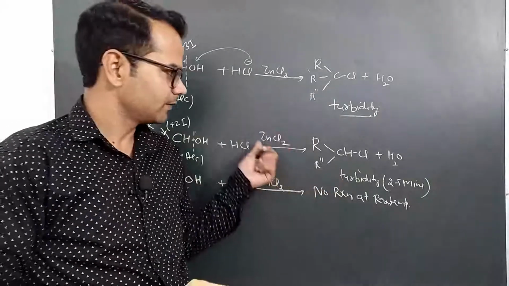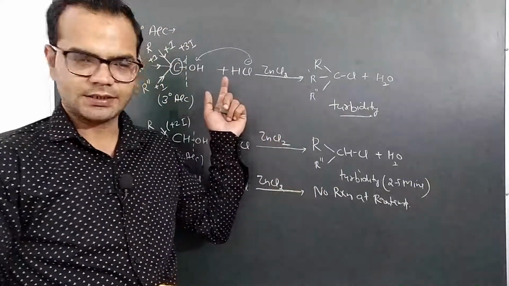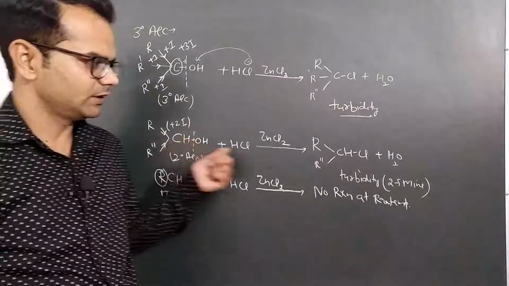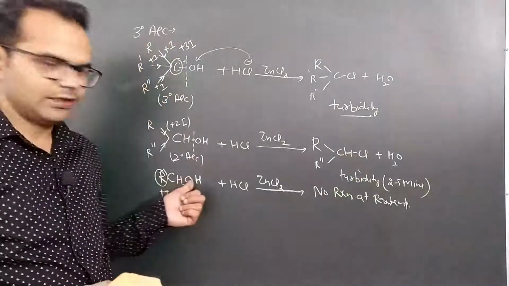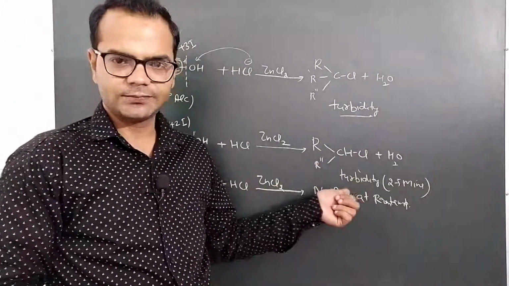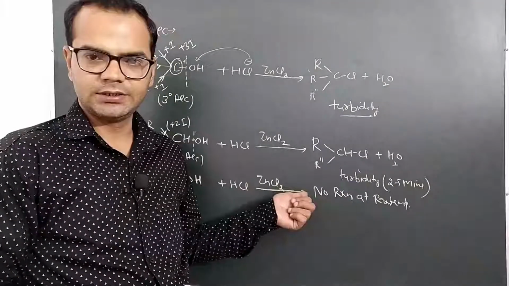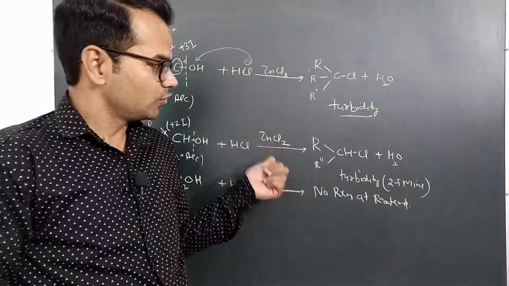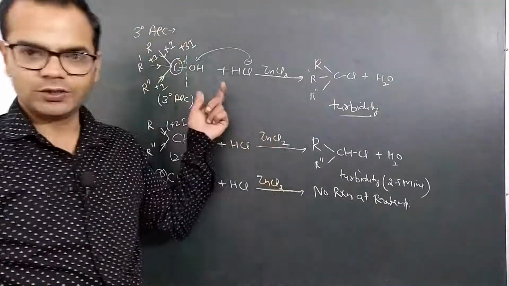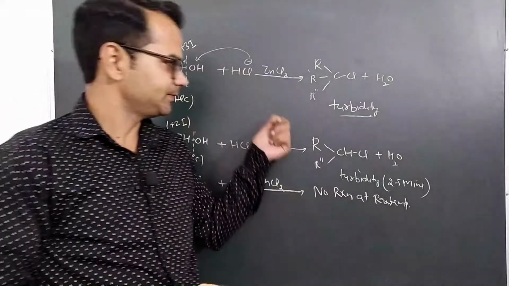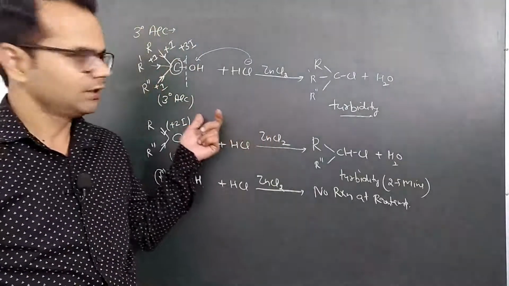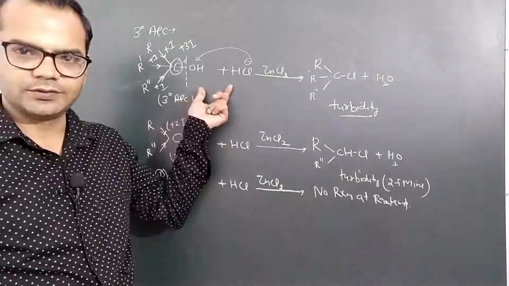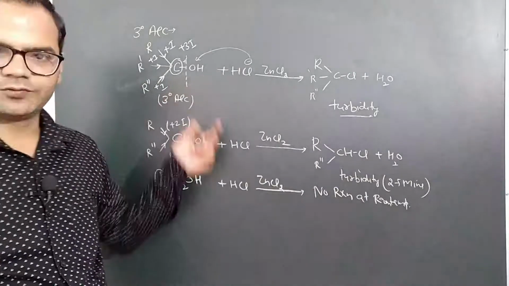That is the conclusion of the Lucas test. Again, tertiary alcohol will give turbidity immediately. Secondary alcohol will give turbidity in 2 to 5 minutes. And primary alcohol will not give any turbidity at room temperature. It will give turbidity only on strong heating. Right? So a question may be asked directly, what is Lucas reagent? And it can be asked how to distinguish between primary, secondary, and tertiary alcohols. Right? I hope you understood it.